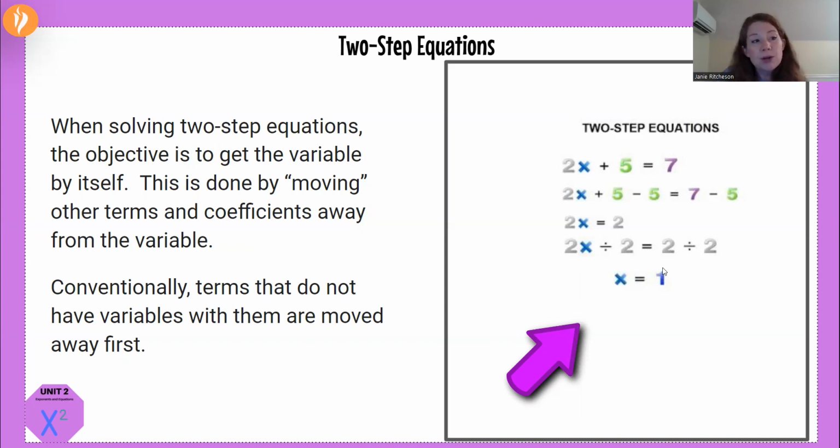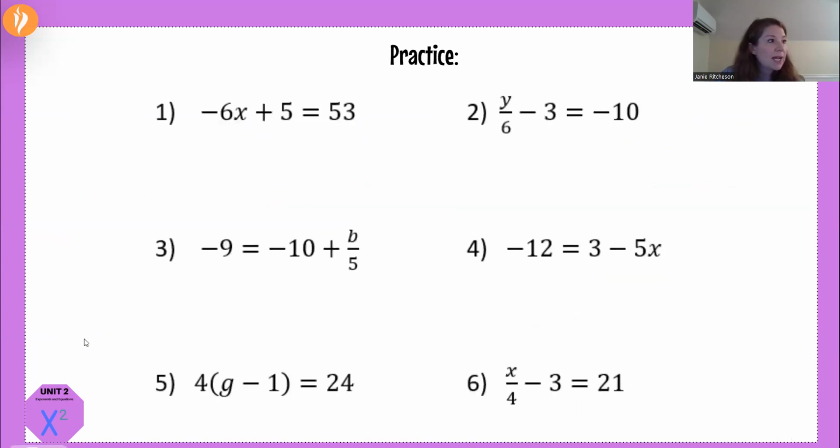And make sure you remember that you can always check your equations by substituting your answer into the original equation. So if x is 1, 2 times 1 is 2, and does 2 plus 5 equal 7? It sure does. We know we're right.